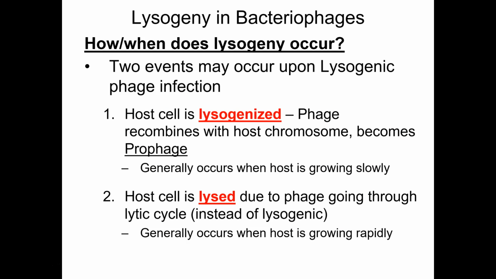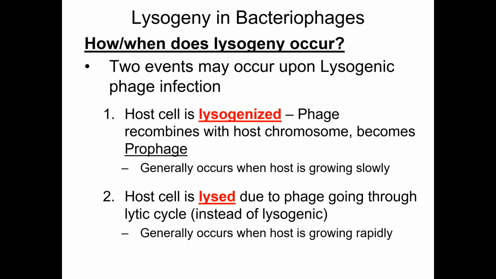Just real quick, how does it get to make this decision, right? How does a virus choose whether or not to go dormant or to immediately kill the host cell? Well, in the case of bacteria, it depends on the state of the host cell. So remember growth curves, right? Lag phase, log phase, stationary, death.